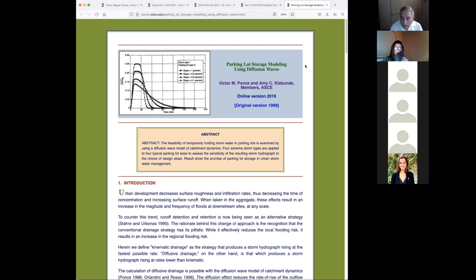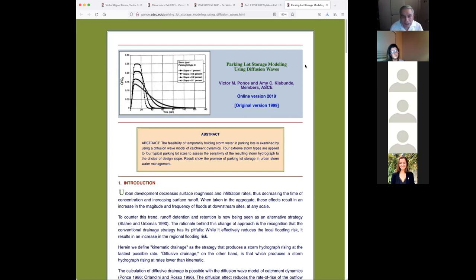Parking lot storage modeling using diffusion waves. Now I have to introduce Amy Clubbundy, who worked with me in the year 1998, 1999. She came up and wanted to do a thesis. I take that back, it was not a thesis. This was a mini thesis. It was interesting because at the time, students were not obliged to do a mini thesis. They could just take the exam. But she wanted to do some research with us. So I said, I've got this model. Let's run it for practice.